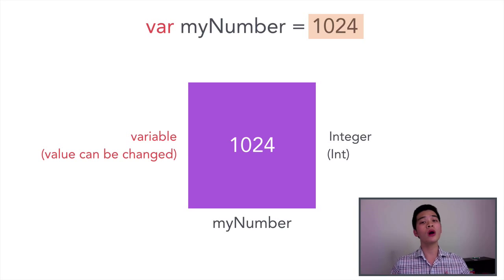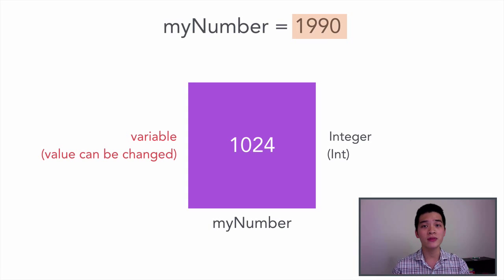In this video, we're going to learn about constants and explicit typing in Swift. Now I would like to recap. In the last video, we learned about variables in Swift. We have var myNumber equals 1024, right? So what happened when we write something like this?